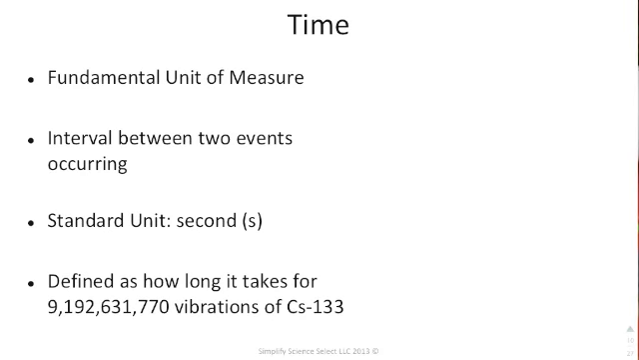Time, it's a fundamental unit of measure. It's the interval between two events occurring. The standard unit, and that's important, is seconds. And we see that it's defined as how long it takes for 9,192,631,770 vibrations of a cesium-133 atom.